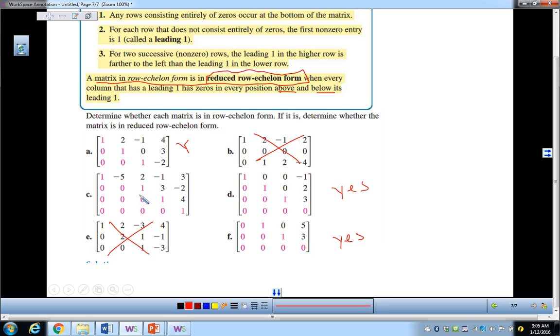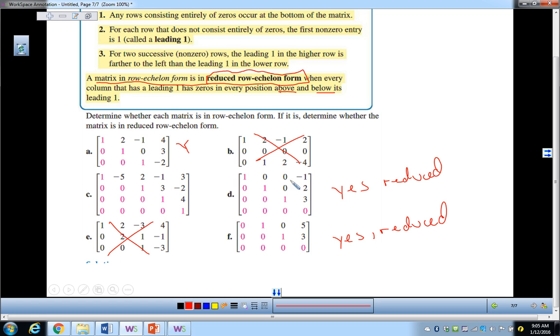Is this one? No. This one? This one, right? So only this one and this one are in reduced. Yes, reduced. Okay? Yes, reduced. And what's nice is, if you solve a system of equations and it's in reduced row echelon form, then you would say z is equal to 3, y is equal to 2, and x is equal to negative 1. That's all you'd have to do.